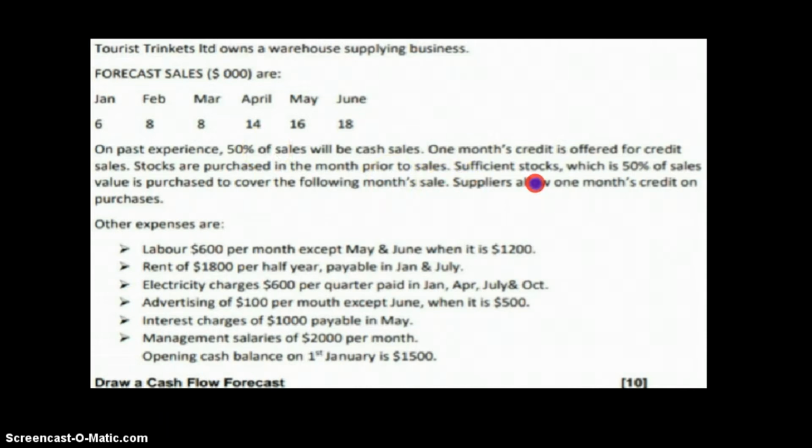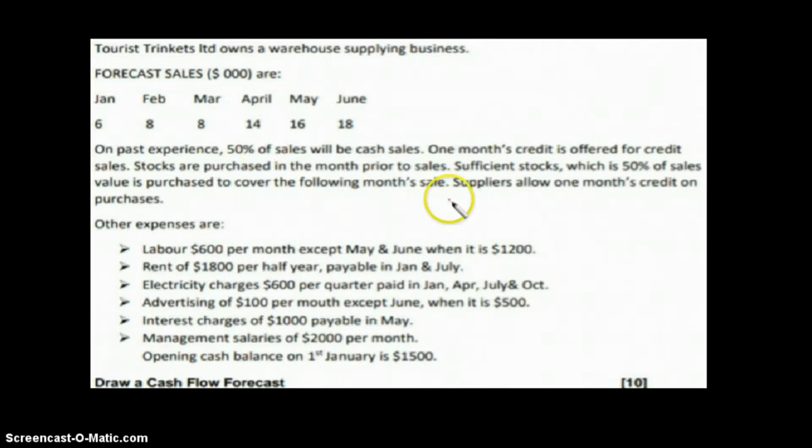And what was the amount of stock? Sufficient stock, which is 50% of sales value, is purchased to cover the following month's sales. So the cost of that stock is basically 50% of sales value. $8,000 was the sales made in March. 50% of that is $4,000. $4,000 was the cost of stock which was purchased in February.